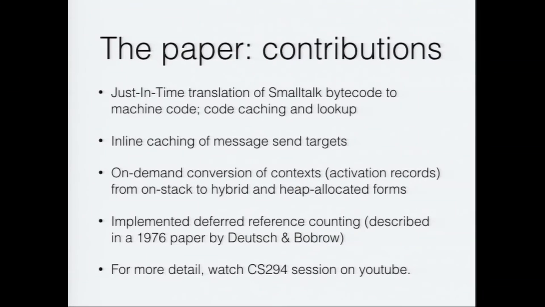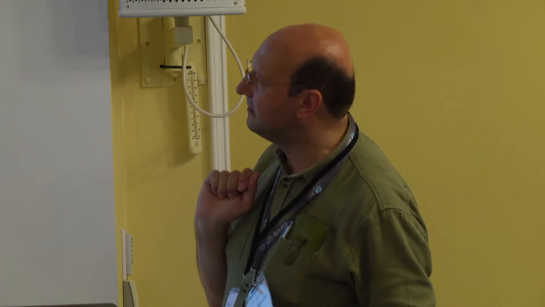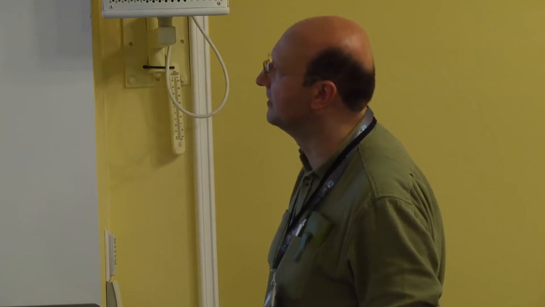There's a before and after in virtual machine history that's defined by this paper. So this paper is really the first widely acknowledged, accepted implementation of just-in-time translation. We can split hairs a little bit about some of the precursor systems and whether they meet this step, but this is beyond doubt a just-in-time compiler and has many of the mechanisms that we would be familiar with today: code caching, code lookup, and dynamic translation.